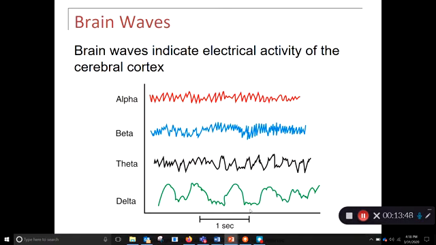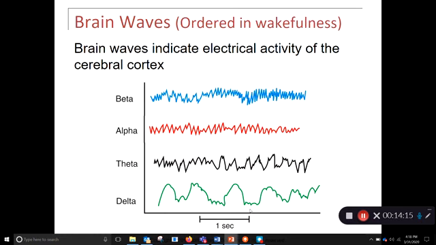Finally, brainwaves. Brainwaves is just a really fancy way of saying that a lot of neurons are firing off at the same time. The frequency at which they fire off determines what they're called, if they're alpha, beta, theta, or delta. Alpha, beta, theta, delta are just letters in the Greek alphabet, and they aren't in order of the highest frequency to lowest frequency. If we were going to do that, it would look like this. Beta would be on top, followed by alpha, theta, and delta.